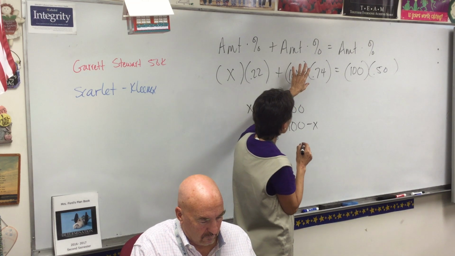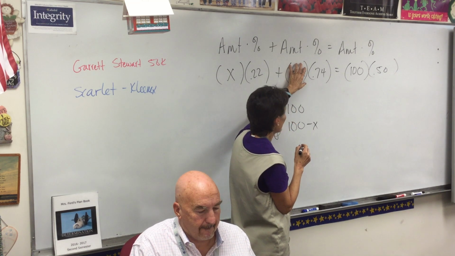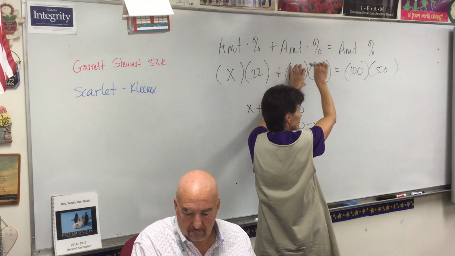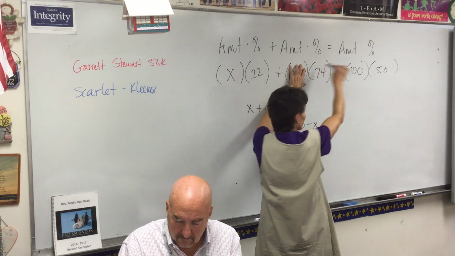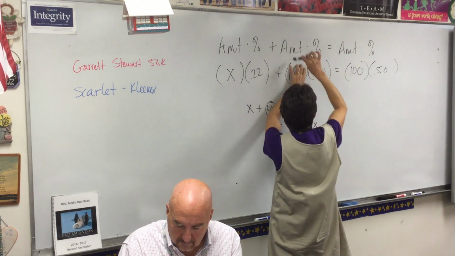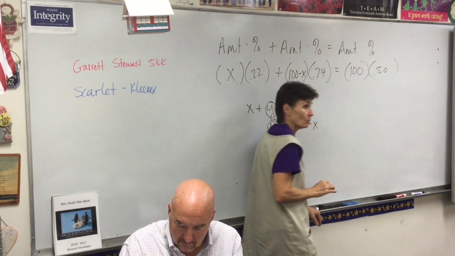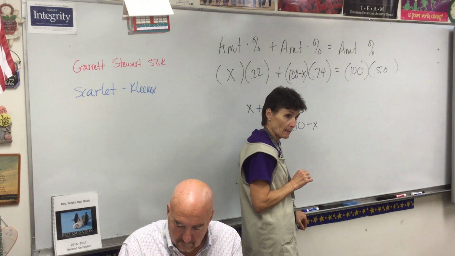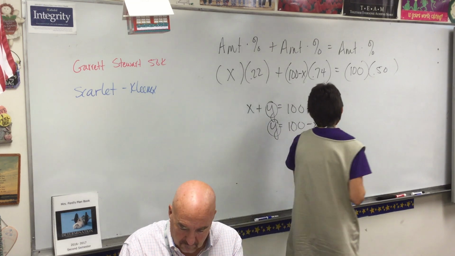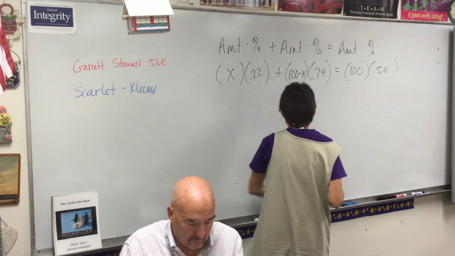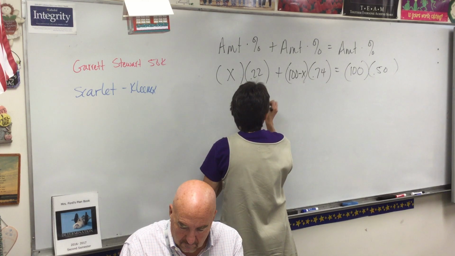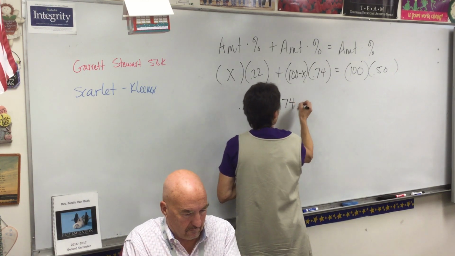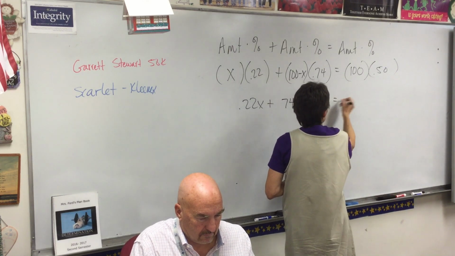Now, when the 50 or whatever it was, when the number was here, what ended up over here? X plus that number? Because that's what happens. X plus the number equals the total. Those two add up to the total. All right, let's solve it. So 0.22x plus, okay, this is a distribute right here. So 74 minus 0.74x equals 50.